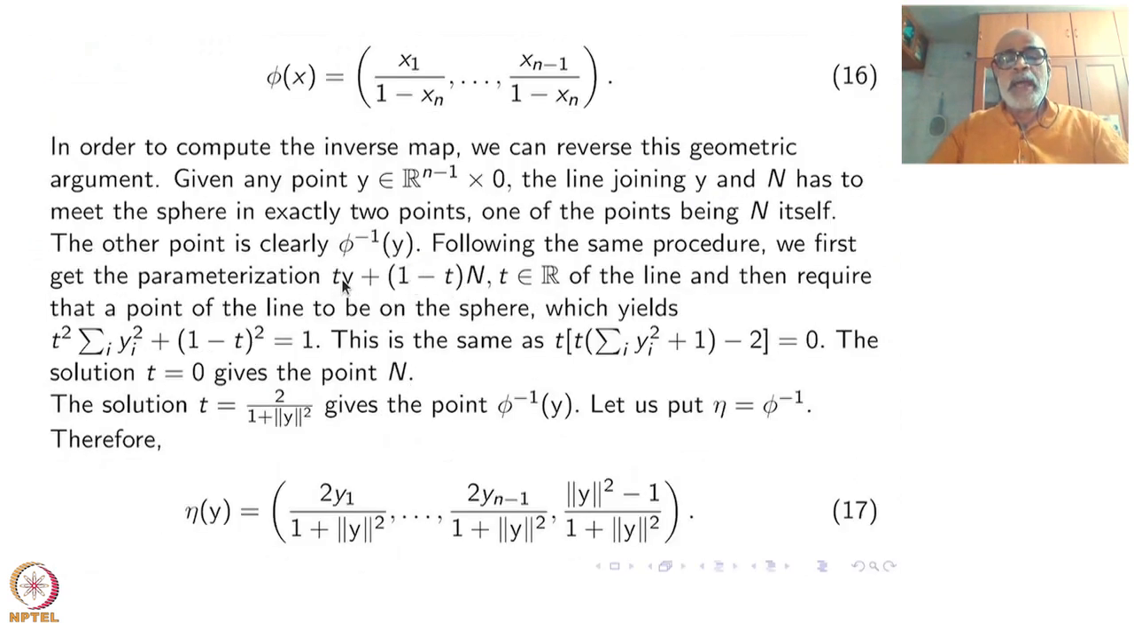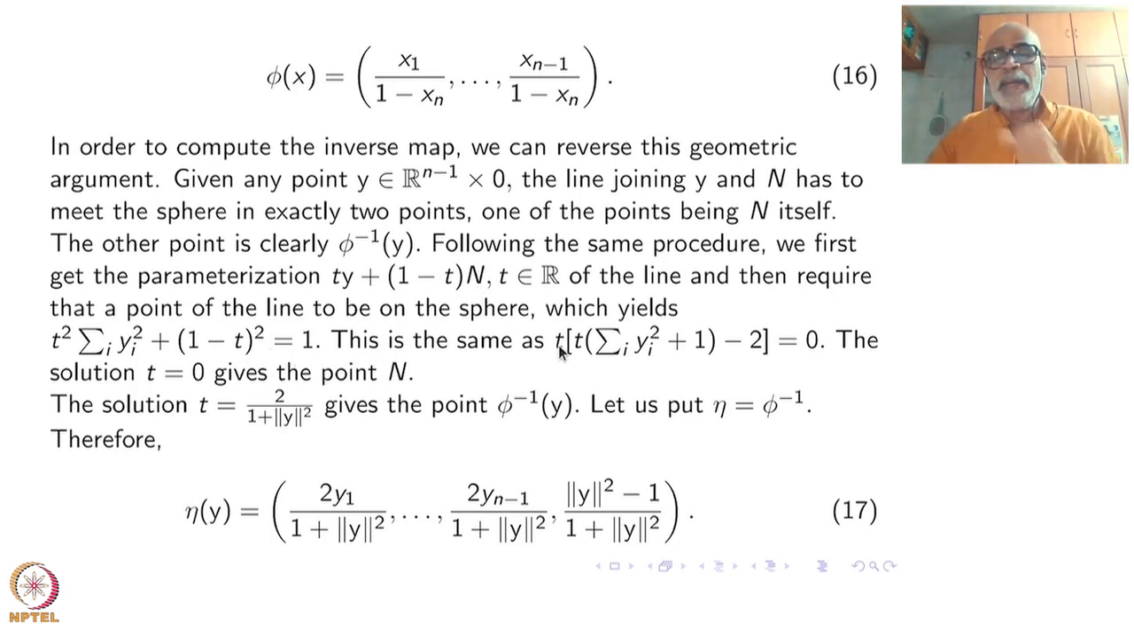So again, I am writing y is an element of R n minus 1 cross 0, thought of as an n vector with the last coordinate being 0. t times y plus 1 minus t times N, t belonging to R, is the line. When you take the coordinates, take their squares, take their sum, that is equal to 1 is the condition I want for this point to be on the sphere. That gives you t square times the summation of yi square plus 1 minus t whole square equal to 1. All the other coordinates of N are 0 here, right? So only the last coordinate will give you this one.